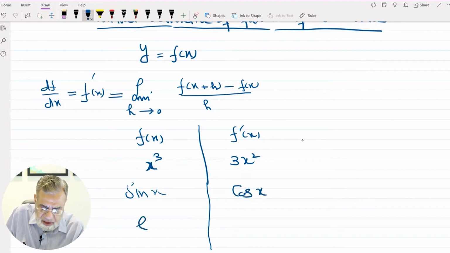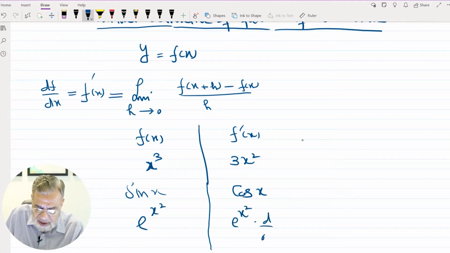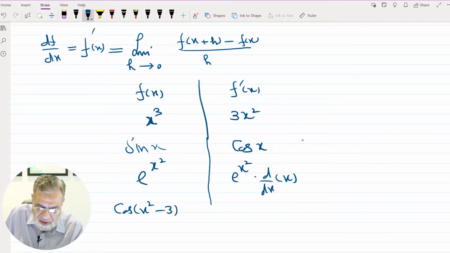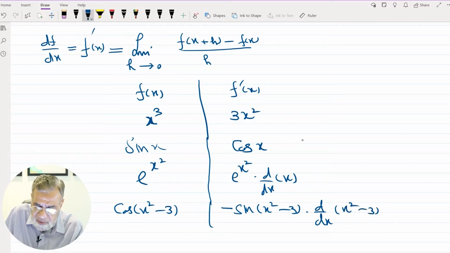I have the function e to the power x squared. My derivative of the function is e to the power x squared times the derivative d by dx of x squared. We call this the chain rule. Similarly, I can take the derivative of cosine of x squared minus 3. My derivative will be minus sine of x squared minus 3, and then I take the derivative of x squared minus 3. This is my chain rule.